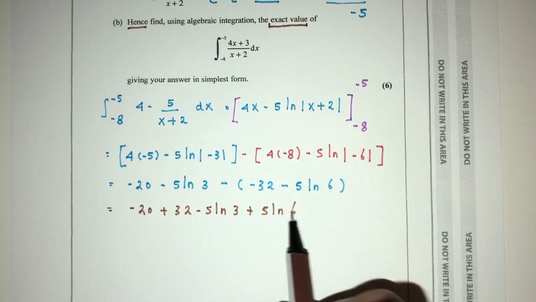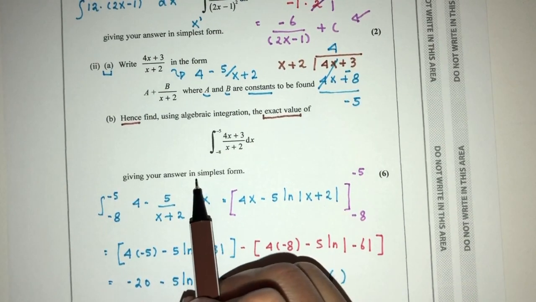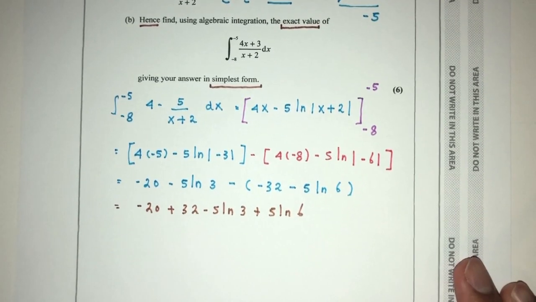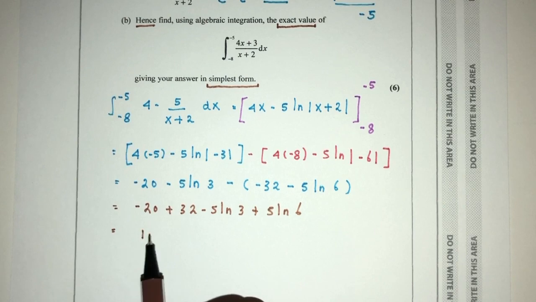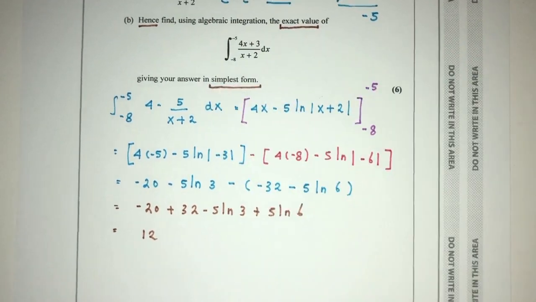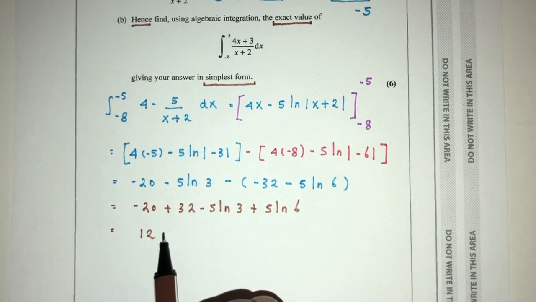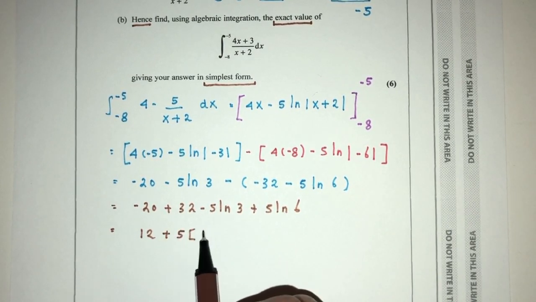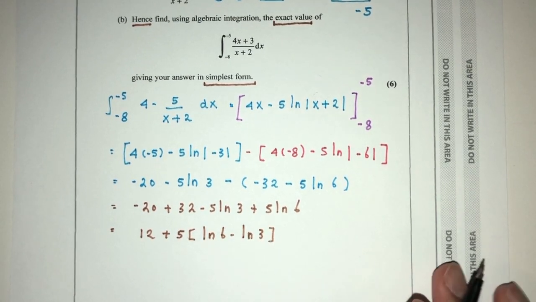Now let's simplify, because we have to provide the answer in its simplest form. That's the main point as well, right? It has to be exact, but also in its simplest form. So minus 20 plus 32, that should be 12. But let's always check, because why not? There you go, 12, right? And here, what happens if you factorize the 5 outside? So let me put this in front. That will become 5 outside, and we have ln of 6 minus ln of 3.